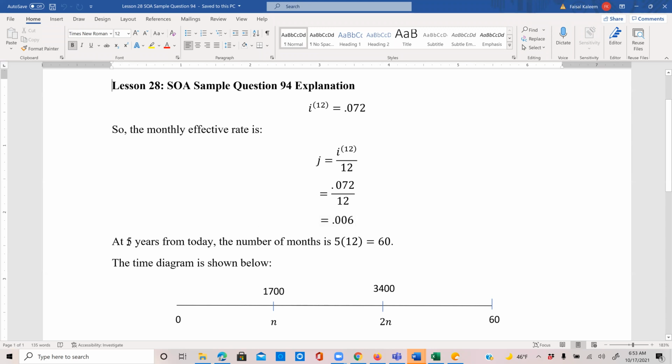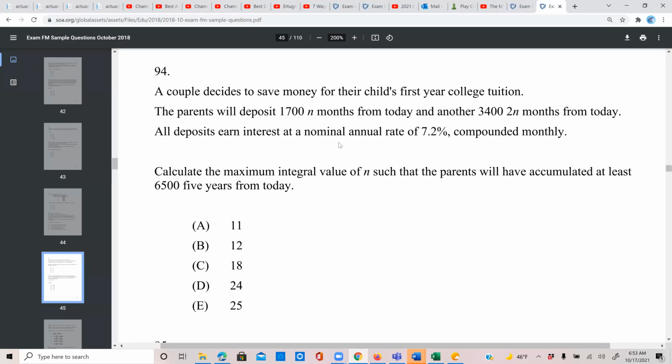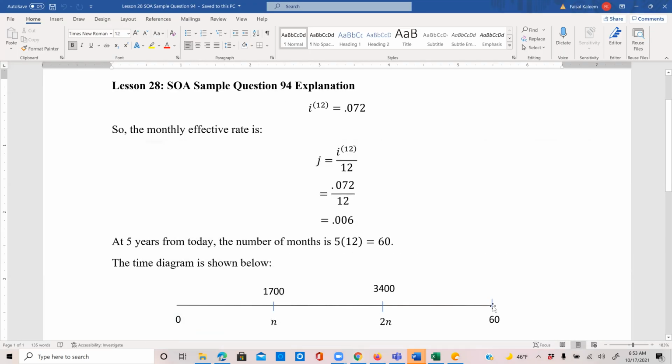So J will be 0.072 by 12, which is 0.006. Since we're talking about accumulating something 5 years from today, we convert the 5 years into months, and that would be 60 months. And so the time diagram is as here. The 1,700 deposit was made n months from today, and the 3,400 was made 2n months from today. And the last time of interest is 5 years from today, which is 60 months.